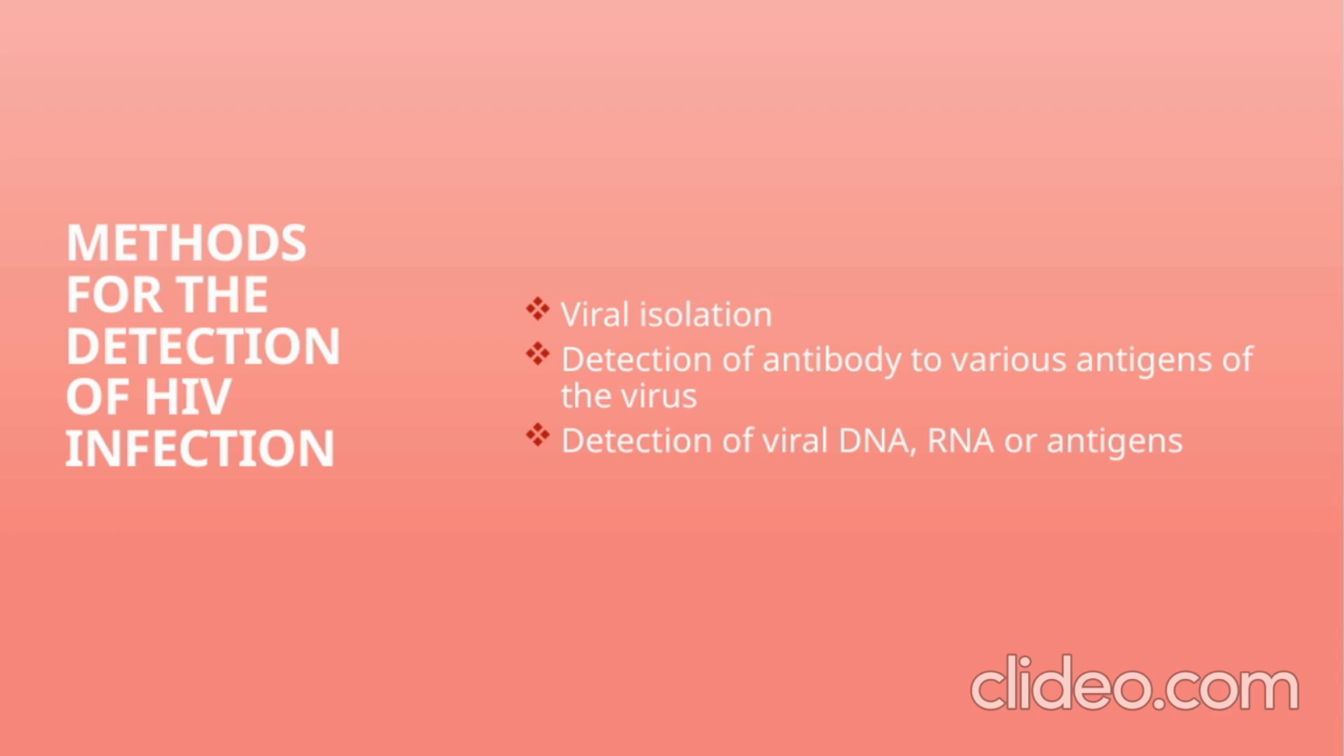Moving on, we also look for viral DNA, RNA, or antigens. These detection methods are crucial because they can identify the virus directly, often earlier in the infection process. Techniques like PCR are able to detect even tiny amounts of viral genetic material, making them highly sensitive and valuable for early diagnosis. Overall, these methods, viral isolation, antibody detection, and direct viral detection, complement each other and form the backbone of HIV diagnosis. Each has its strengths, and together, they help us establish a clear picture of infection status.